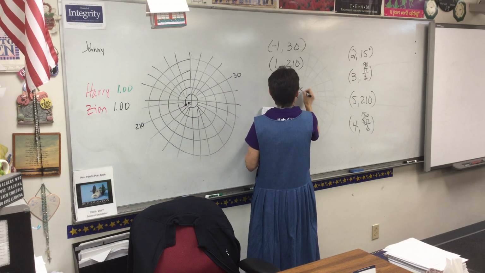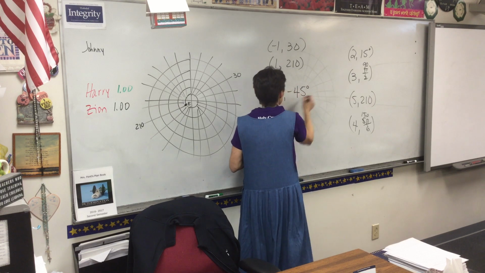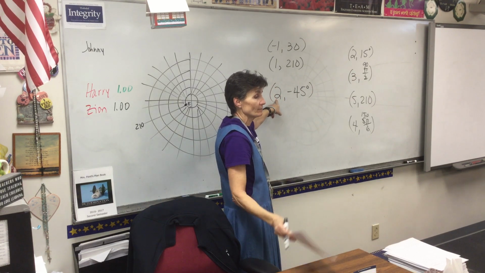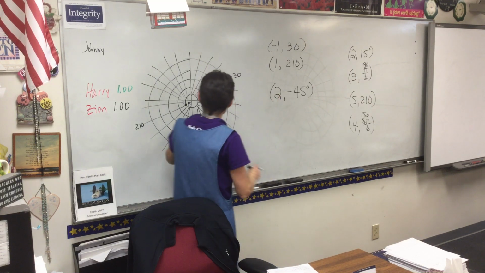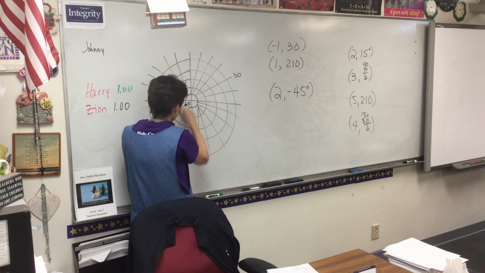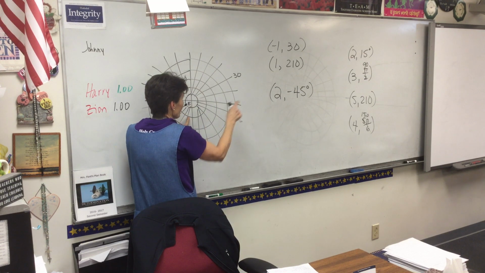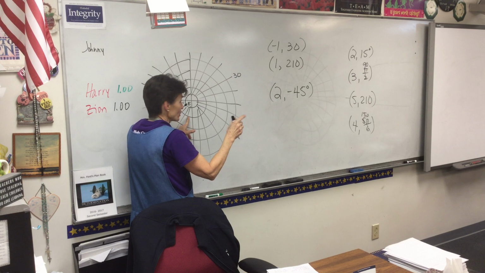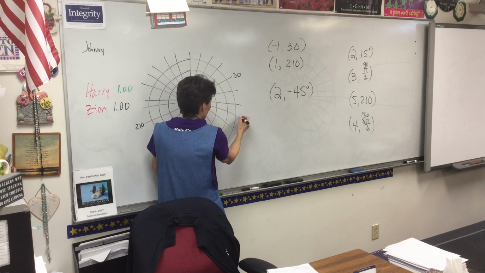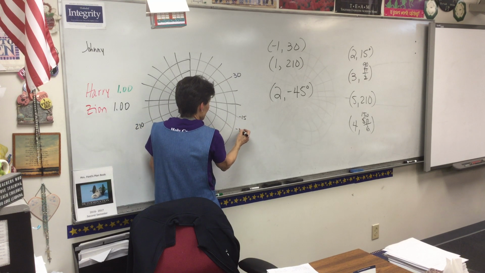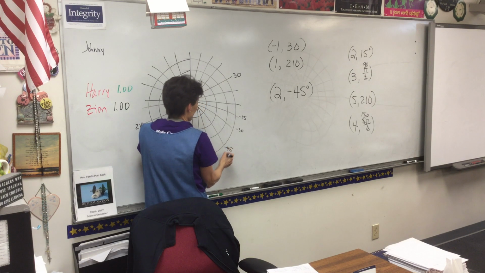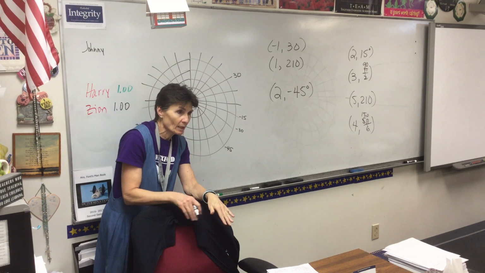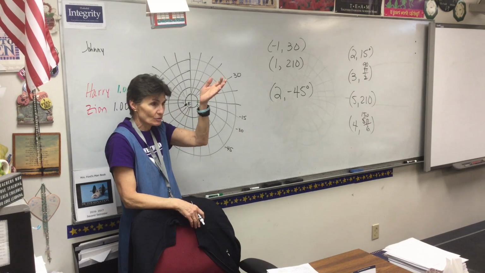270. Okay, now, the next one is tricky because the R is not negative. The R is not negative. So I'm on the circle with a radius of 2, so I'm on this circle. Where would negative 45 degrees be? This is what you were talking about. You gotta go down. So this would be negative 15, negative 30, negative 45. So negative angles just go down, like they always have. Negative angles go down.